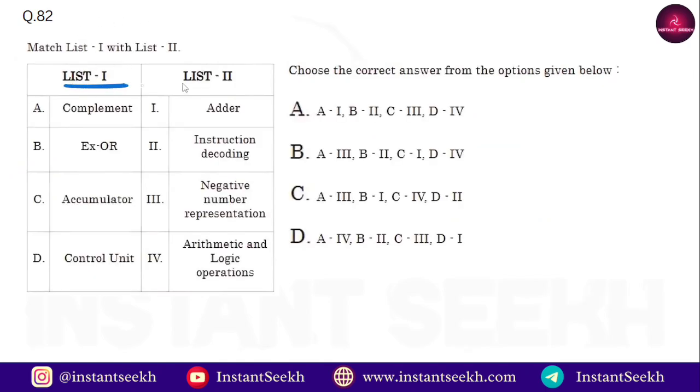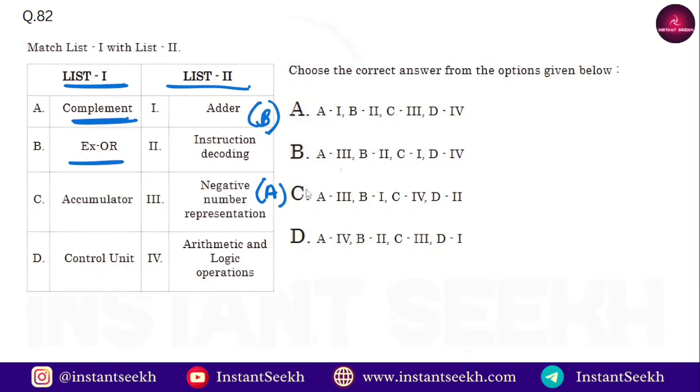Match list 1 with list 2. Check with the easiest one. Complement is given, XOR. One by one: complement is used in what? Representation of negative numbers, particularly in the binary system. So complement is used in negative number representation, so A goes for the third one. XOR gate is commonly used in adder circuits or binary addition, so this goes for the first option.